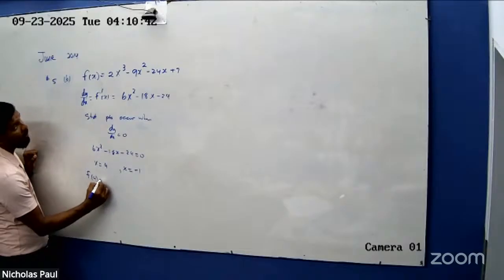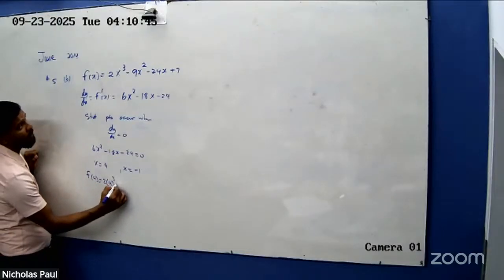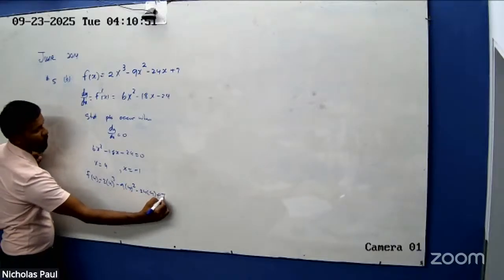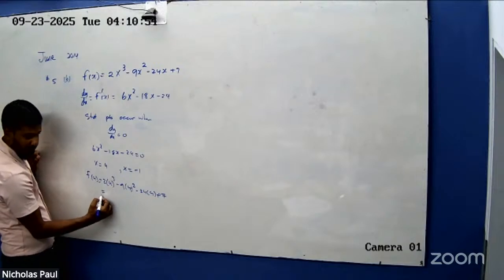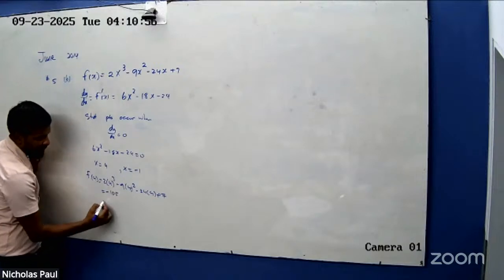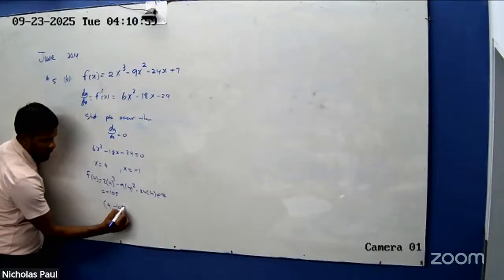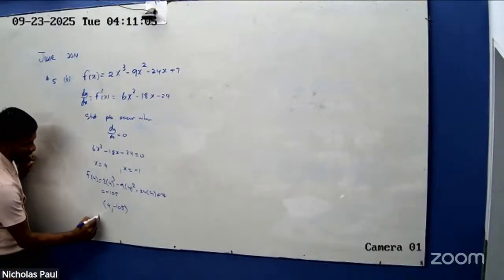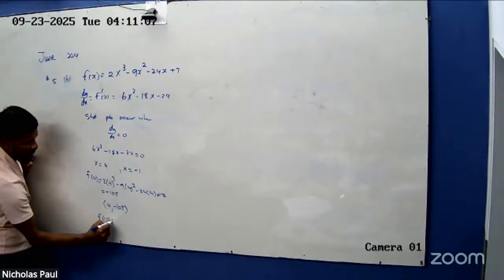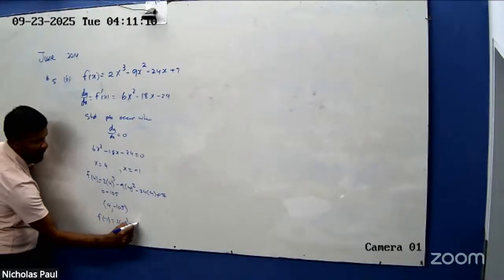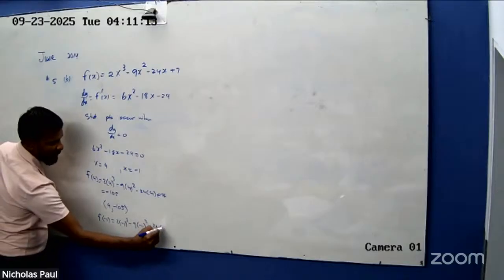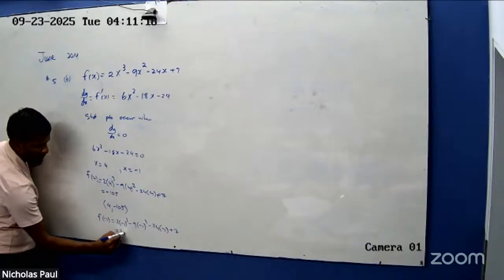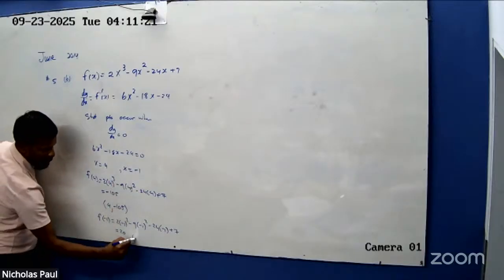And then let's find the y values. f of 4 is 2 times 4 cubed minus 9 times 4 squared minus 24 times 4 plus 7, and you got minus 105. So your first point is (4, minus 105). And then you find f of minus 1: 2 times minus 1 cubed, minus 9 times minus 1 squared, minus 24 times minus 1 plus 7, and you got 20. So your next point is (minus 1, 20).